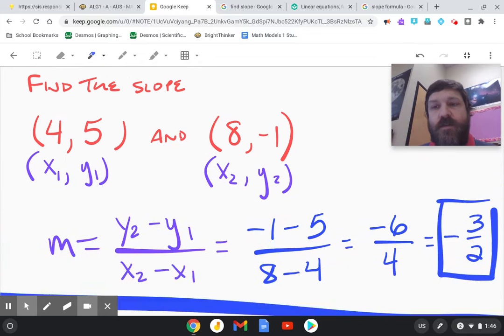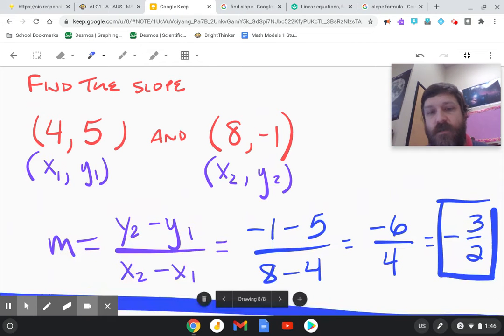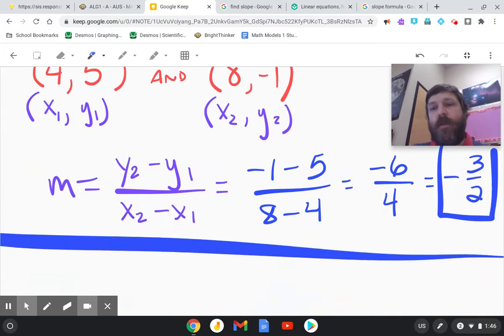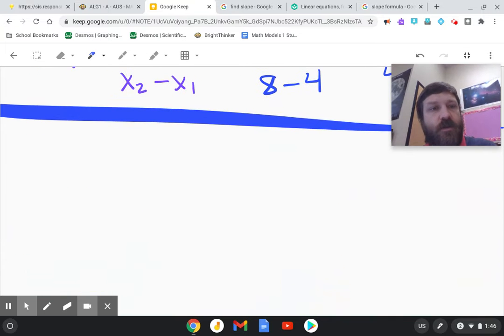So that's pretty much it. I mean, you just have to be careful with your negatives, plugging things in the right place, and then when you do the work, kind of making sure you're ready to simplify that fraction. So let's do at least one more example here.